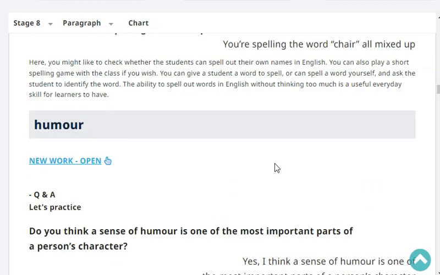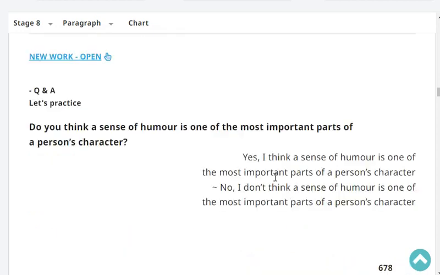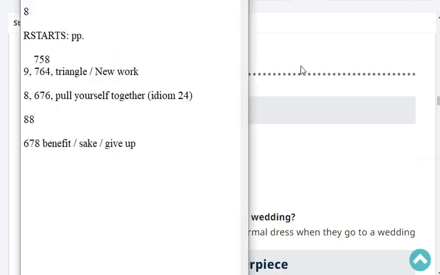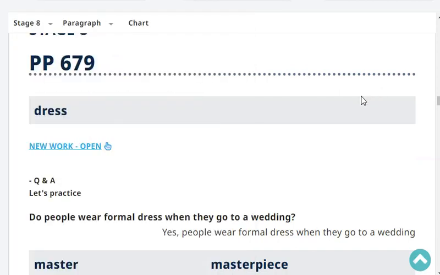Humor. Do you think a sense of humor is one of the most important parts of a person's character? Yes, I think a sense of humor is one of the most important parts of a person's character. Dress. Do people wear formal dress when they go to a wedding? Yes, people wear formal dress when they go to a wedding.